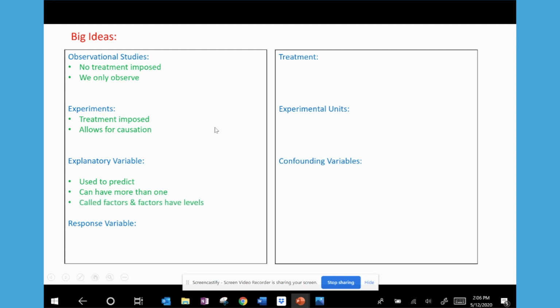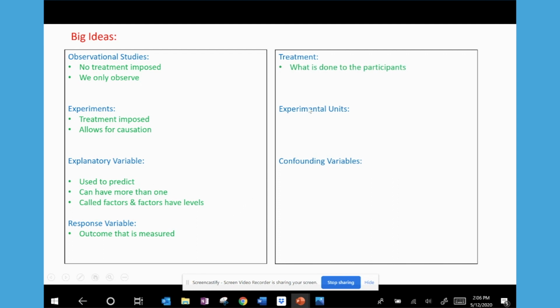And they're actually called factors. And if you have more than one, you can have multiple factors, and each of those factors can even have different levels. The response variable is what we described as our dependent variable, and this is actually the outcome that is measured. These are the results that we're looking for.